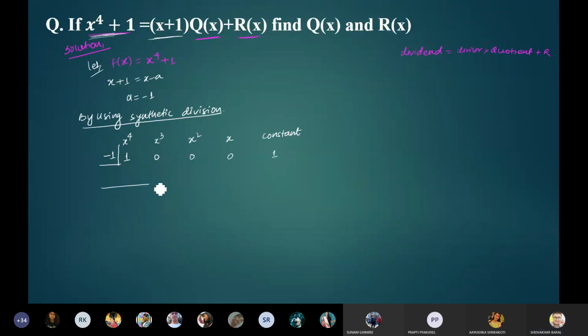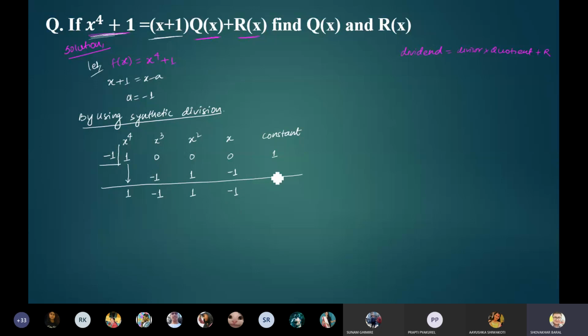So let me draw this line, and I'll drop this leading coefficient here. 1, it will be 1. Minus 1 times 1 will be equal to minus 1. Now add this 0 and minus 1, it will be minus 1. Minus 1 times minus 1 will be equal to 1. 1 plus 0 is equal to 1. Minus 1 times 1 is equal to minus 1. 0 plus minus 1 is equal to minus 1.